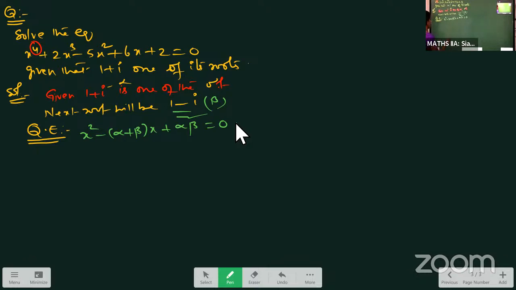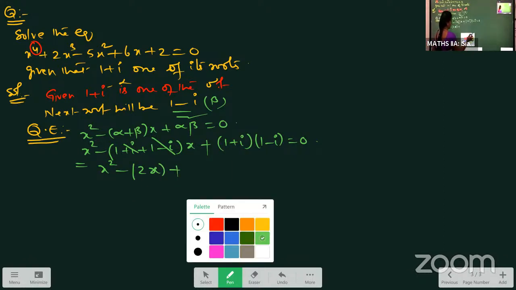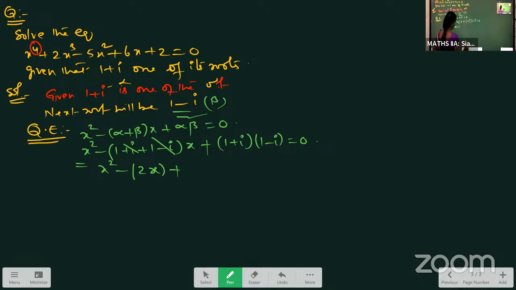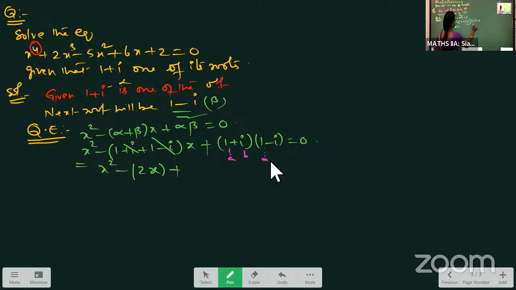Then this is x square minus alpha plus beta. Alpha is 1 plus i plus 1 minus i, into x, plus this is 1 plus i into 1 minus i, is equal to 0. Here minus i plus i cancel. Then x square minus, 1 plus 1 is 2, 2x plus, this is in which form? This is in the form of a, b, and this is a and b.